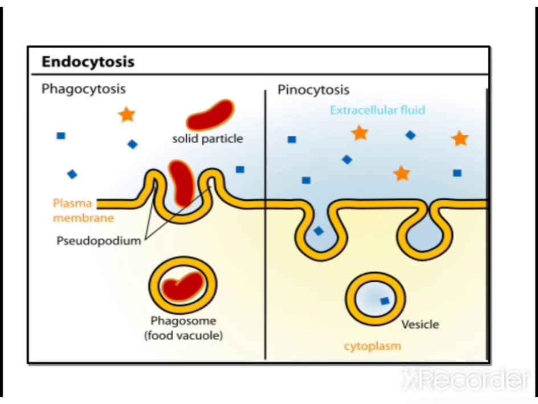Here, in phagocytosis, the bigger molecules, the solid particles, are taken inside. By pinocytosis, small particles are taken inside. This is phagocytosis and this one is pinocytosis.